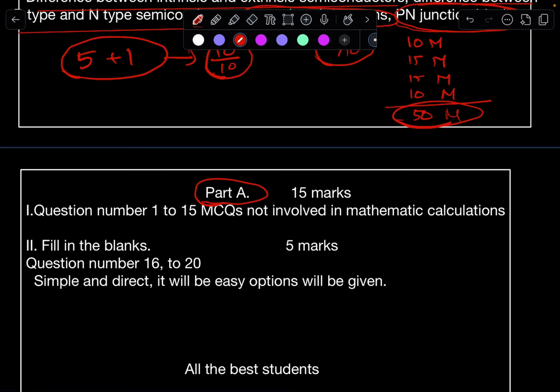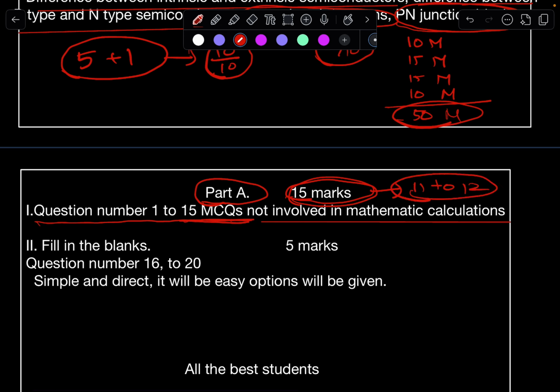Now coming to part A. Part A is completely multiple choice questions. We have 15 multiple choice questions. Look at this headline, question number 1 to 15, multiple choice questions, not involving mathematical calculations. That means in these 15 questions, around 11 to 12 questions are easy. The rest of the 3 questions, they will twist slightly to check student capacity.